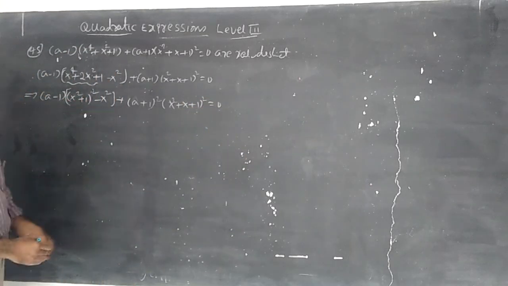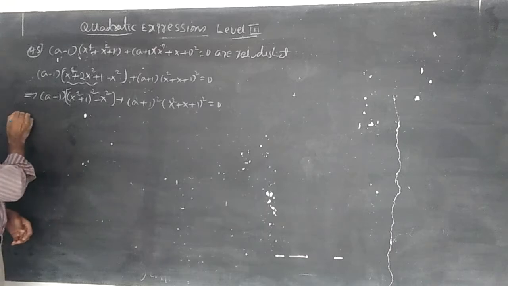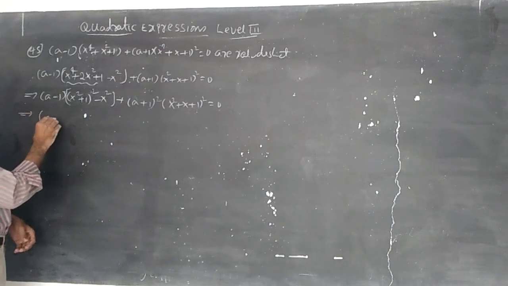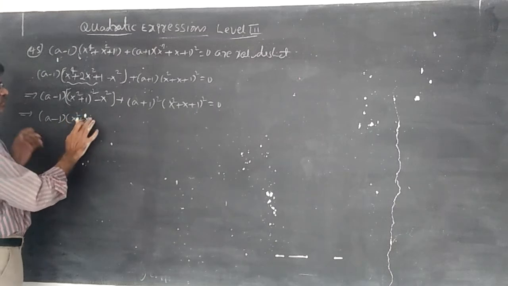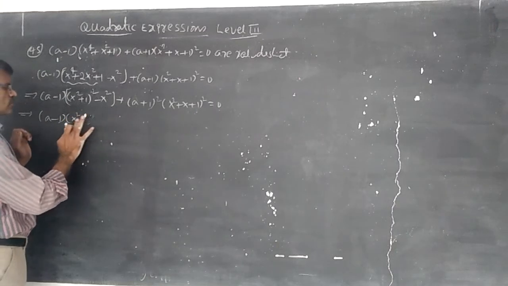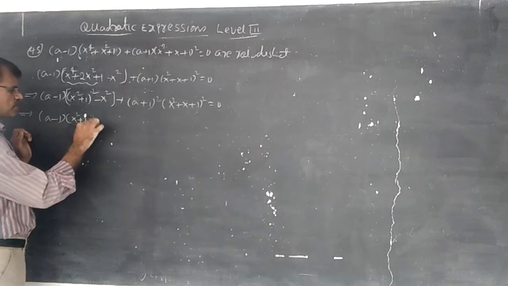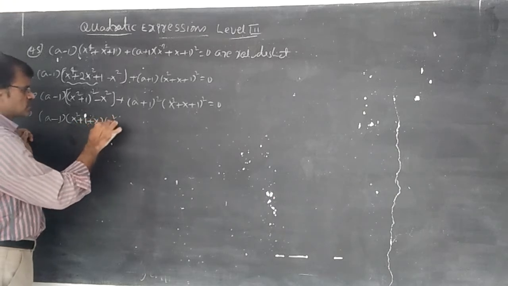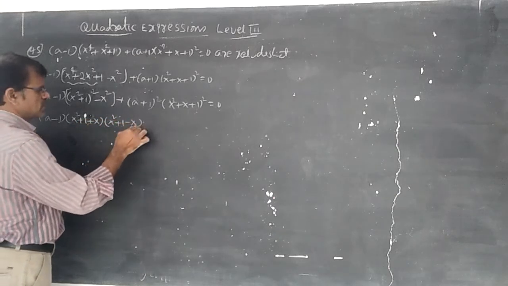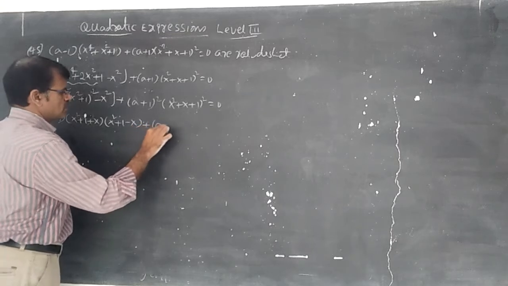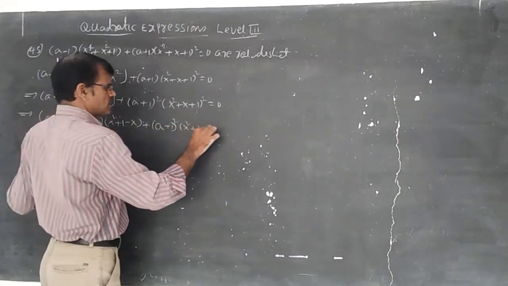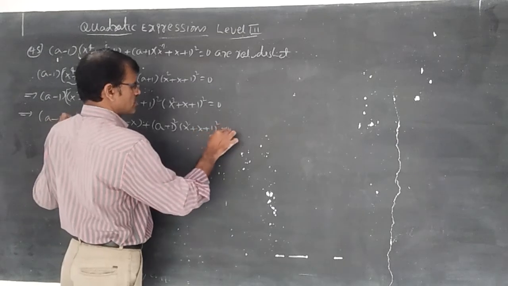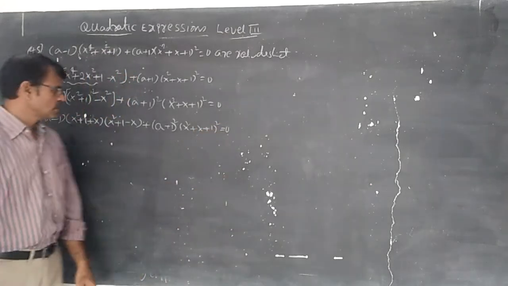This is of the form a square minus b square. You can understand this as a plus b into a minus b. So x square plus 1 plus x and x square plus 1 minus x, plus a plus 1 into x square plus x plus 1 whole square equal to 0.